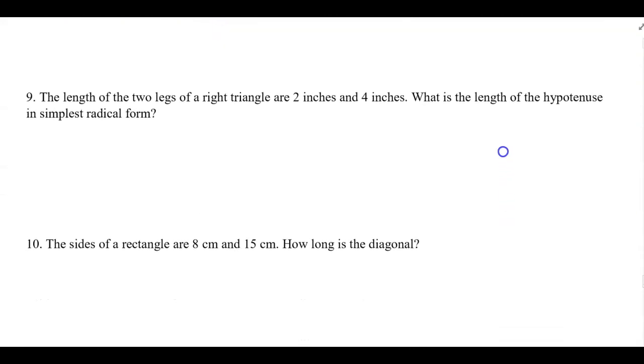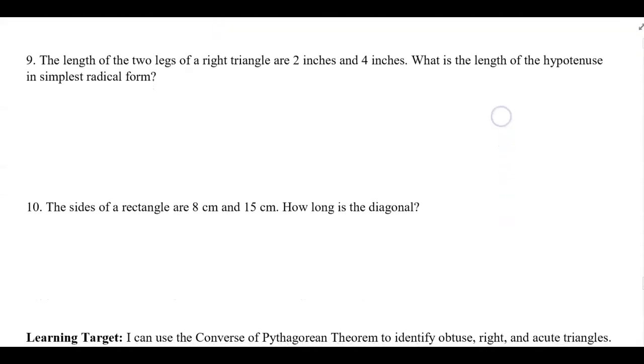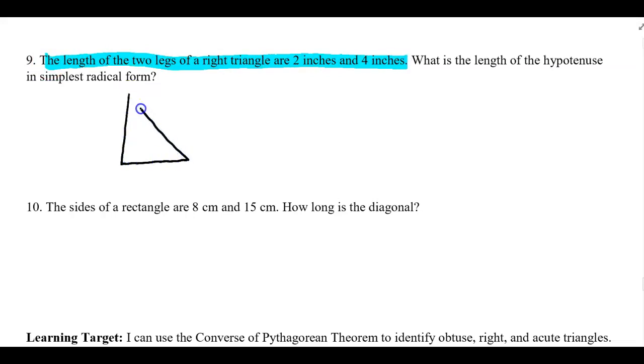Let's take a look at problem number 9. Problem number 9 is also a Pythagorean Theorem problem. The problem says the lengths of the two legs of a right triangle are 2 and 4 inches. I would suggest you draw your own picture for this one. So I'm going to label the right triangle with sides or legs 2 and 4. The question wants to know the length of the hypotenuse in simple radical form.